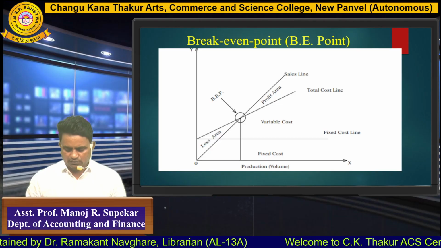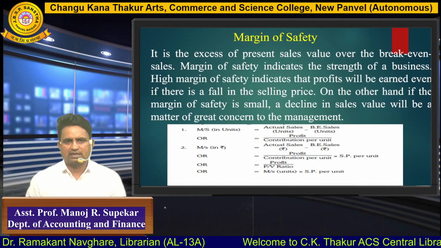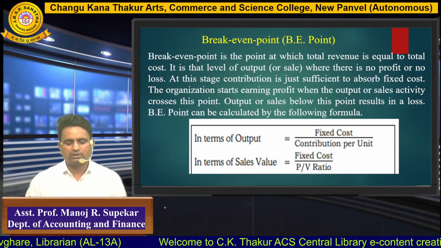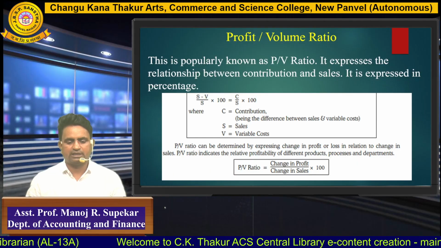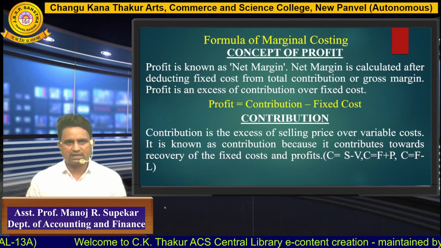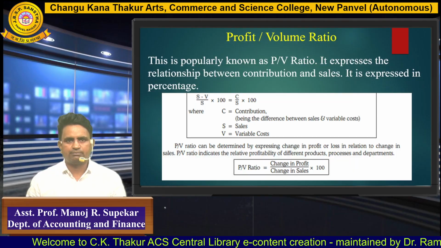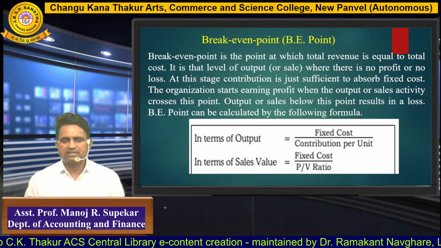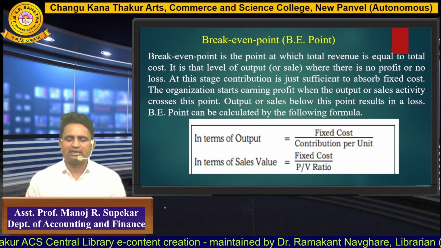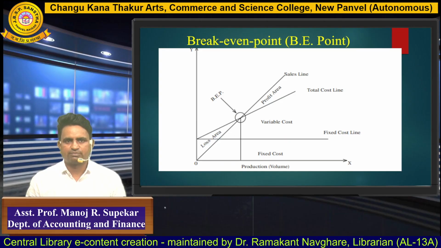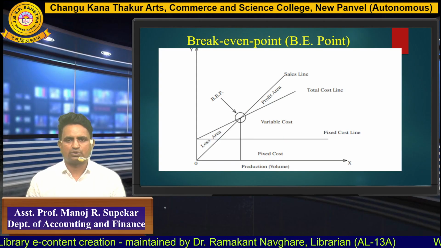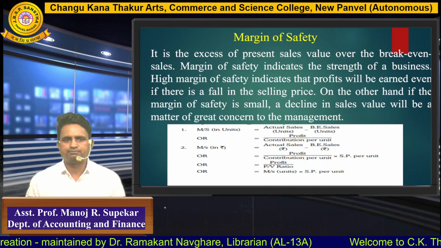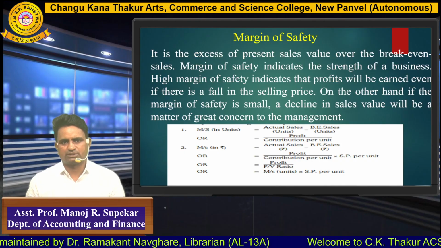Student, with the help of this you can analyze your business. Here we're talking about some formulas. The first is the profit formula. The second is the contribution formula. The next is the PV ratio formula, which is very important. The next is the BEP, break even point in sales and break even point in units. Next, a graphical presentation of break even point. And the last part is margin of safety in rupees and margin of safety in units.